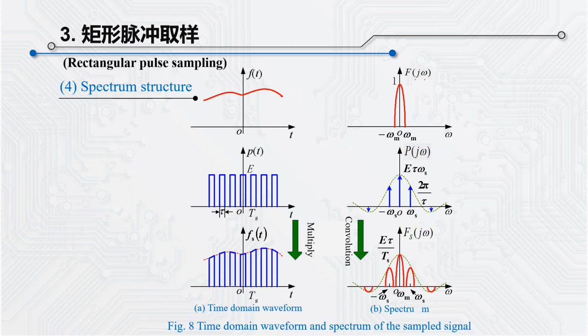Let's look at its sampling process and its spectrum. In time domain, after continuous signal ft is multiplied by rectangular pulse pt, we can get fst. In frequency domain, the spectra of the original signal and the spectrum of the rectangular pulse are convolved. We can get the spectrum of Fs.